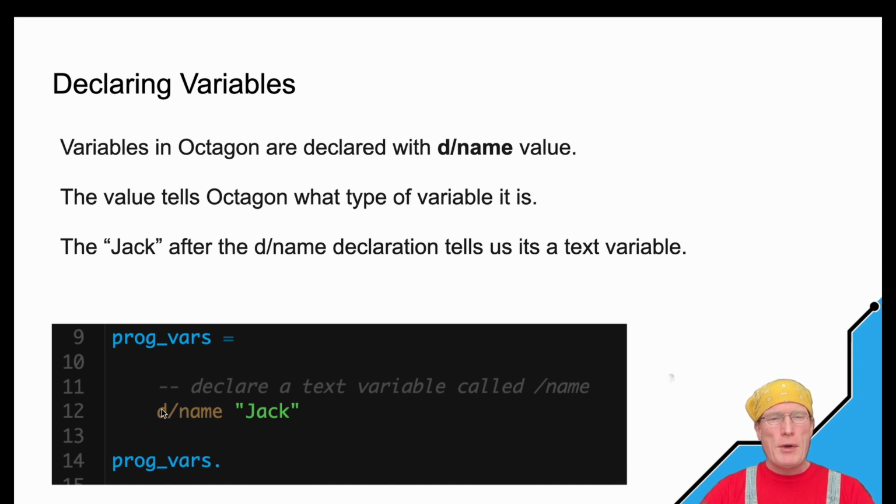Down here in our program, we have D slash name, which means we want to create a text variable called name. What tells Octagon that it's a text variable is the fact that the value we set it to is Jack, in quotes, and that's text. So basically the value tells Octagon what type of variable it is.